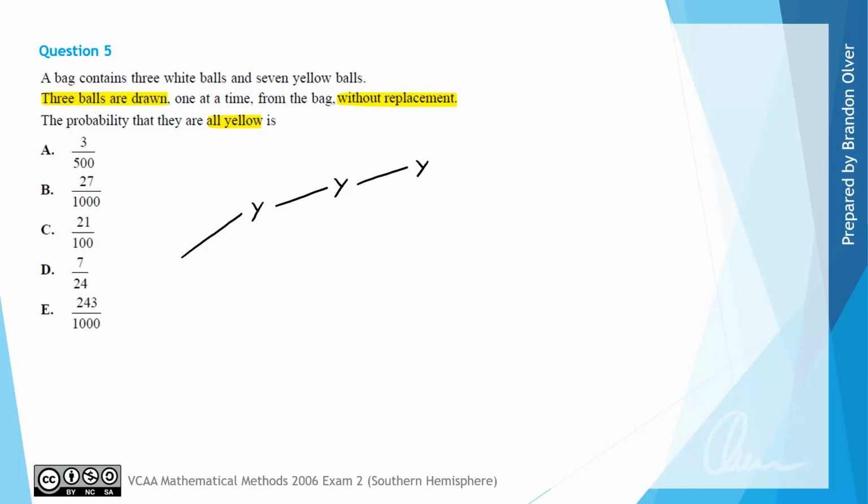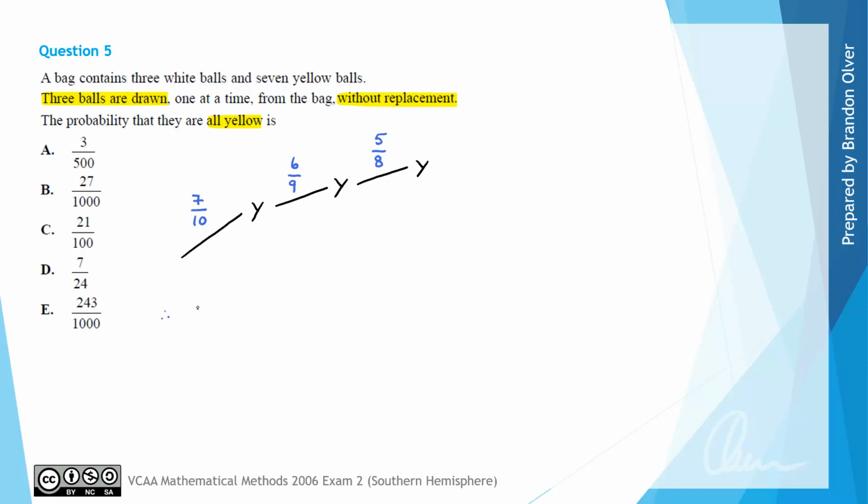Next up, we can place the probabilities over each of those 3 branches. So the first time we select a yellow ball, there's 7 out of a total of 10. So that's the probability of selecting a yellow ball on the first selection. After that, we haven't replaced, so there's only 9 balls left, and 6 of those are yellow because one of the yellow balls has been taken out. Following along to the third branch, we'd now have only 8 balls remaining because we've taken 2 out, and 5 of those would be yellow if we've already selected 2 yellows up until that point.